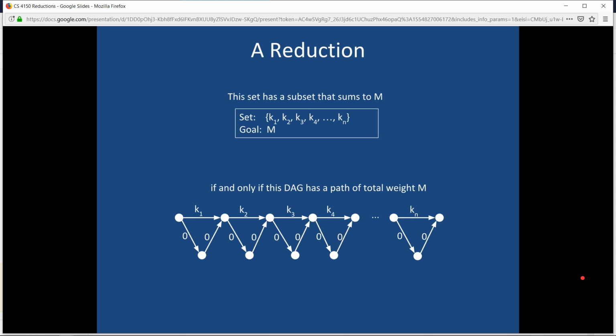Are K1 through Kn subsets of the original set? No, those are individual values. These are just the numbers in that set up there. So there are n numbers in that set, n weights along the spine here. And then I have these bypasses. So for any subset up there, there's going to be some path down here corresponding to it, and vice versa. There's only going to be a path of length M down here if there's a subset whose total sum is M up there. That's the gist of the reduction.